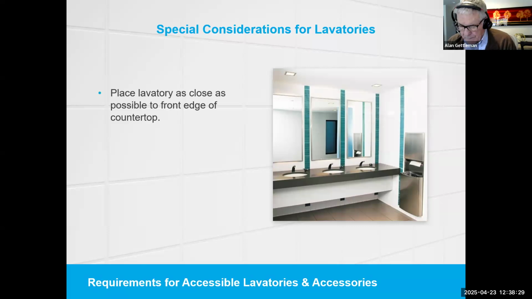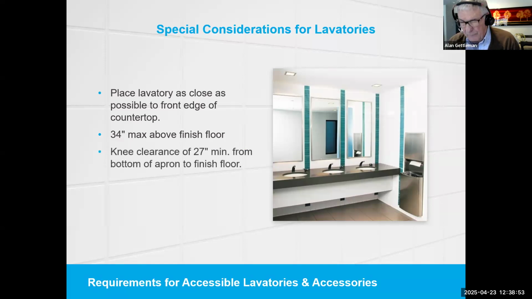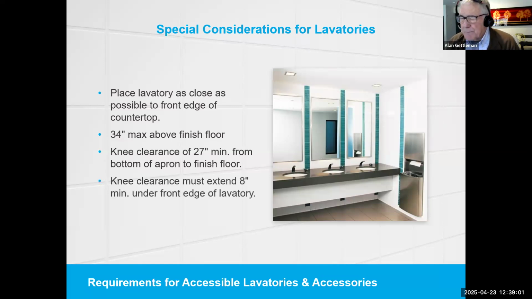First of all, the lavatory should be installed as close as possible to the front edge so it is accessible. The accessible lavatory must be installed with the front of the highest point of either the rim or the countertop surface 34 inches maximum above the finished floor, and have a vertical knee clearance of 27 inches from the bottom of the apron to the finished floor. And that knee clearance must extend 8 inches minimum under the front edge of the lavatory.